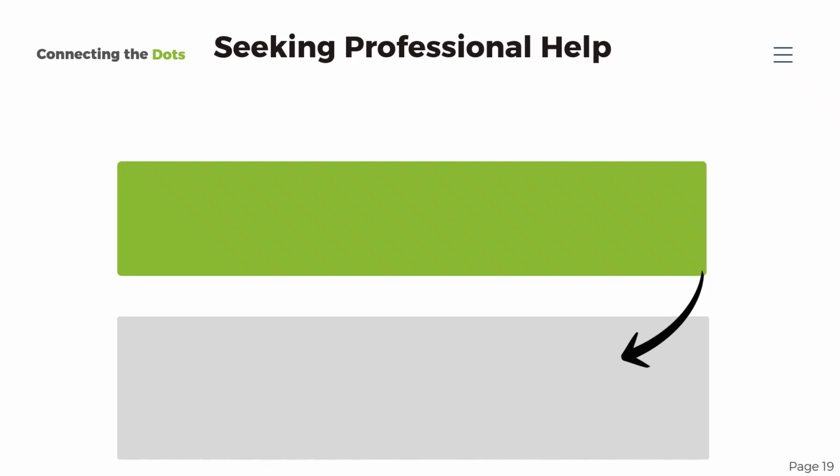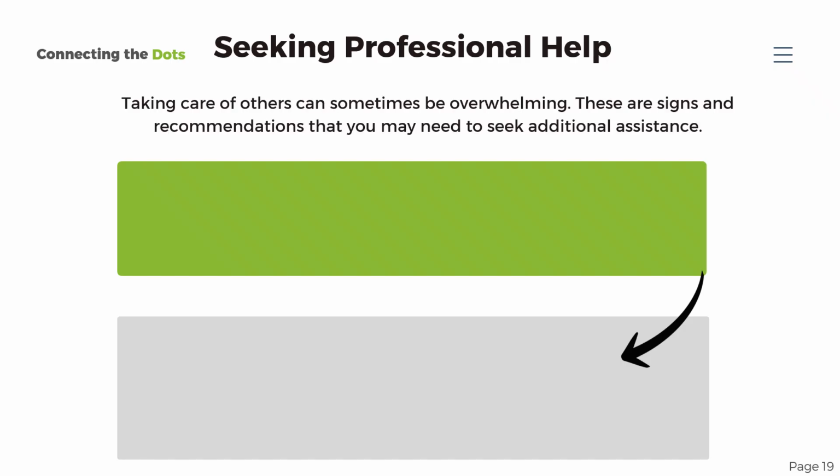The next topic we want to discuss is more for you specifically and how you can better care for yourself. Firstly, it is okay to not be okay. It is okay to acknowledge that caring for others can be overwhelming. The following information is to provide you with information about noticing when you may need to seek professional help to support you, as you're navigating life's stressful or uncertain moments.